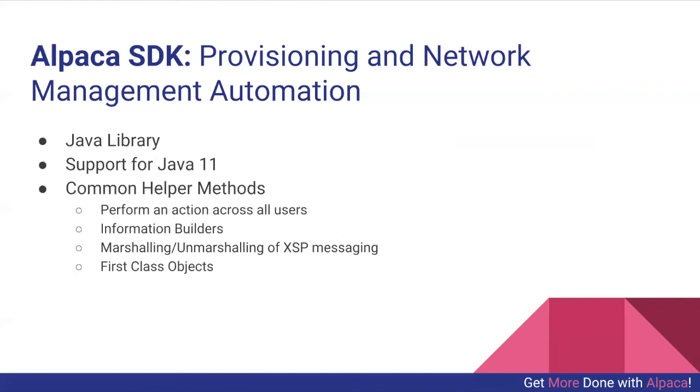But it's not just a wrapper for these XML commands, right? Anybody that does a fair amount of programming can wrap up these XML commands and fire them off at the OCI interface. We include common helper methods to allow you to perform a specific action across all users. We provide the information builders, the exact same information builders that we use during the export process. So you can go get a handle in Java on an export and do your own transforms and do things with it. And we also provide first-class model objects in the SDK.